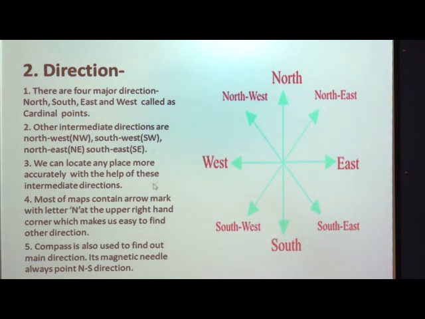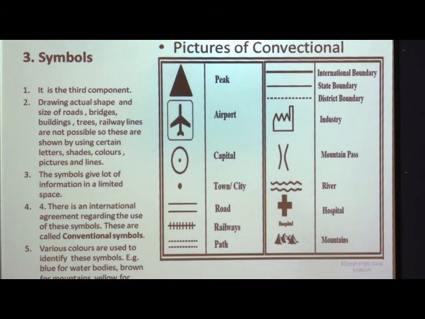So why are these directions important? They are important to locate any place more accurately. Again, most of the maps contain an arrow mark with the letter N at the upper right hand, which makes it easy to find the direction. And lastly, we have seen about the compass. It is used to find the main direction with its magnetic needle.